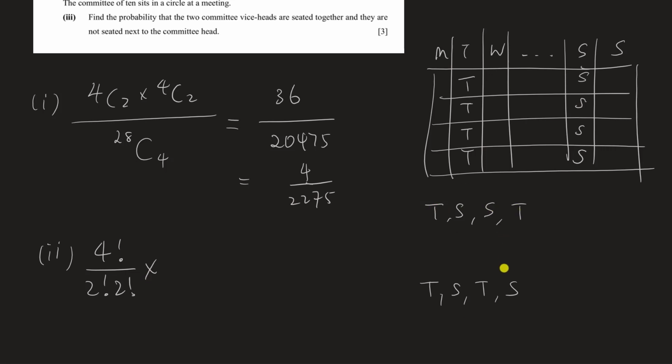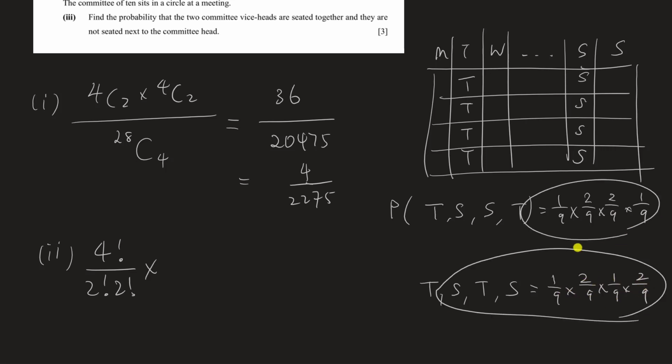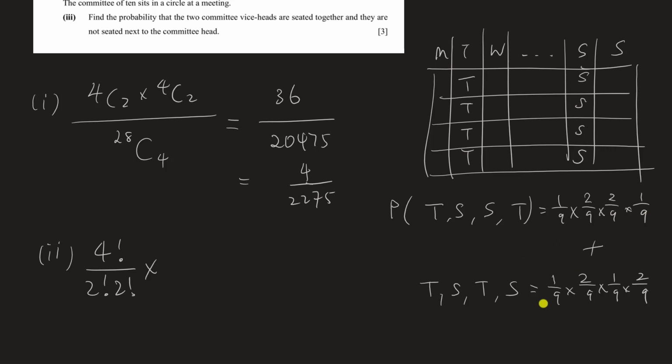Because for this particular, let's zoom in on this particular TSST, what is the chance of this happening? 1 over 9 times 2 over 9 times 2 over 9 times 1 over 9, right? This one, 1 over 9 times 2 over 9 times 1 over 9 times 2 over 9. You end up with the same thing. So I'm going to add this eventually, right? So how many ways can you have this? Then you want to add it up. This number of times 1 over 9 square, 2 over 9 square, to give you the answer 8 over 2187. So that's it for part 2.